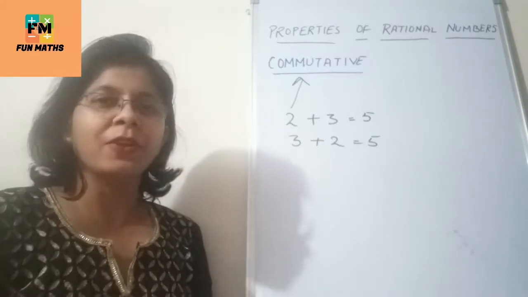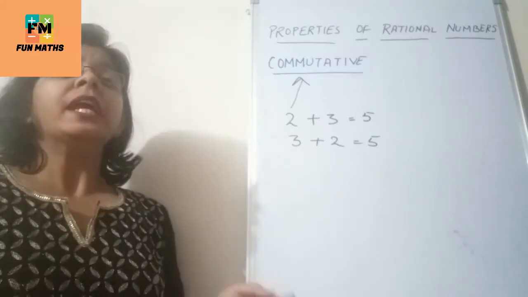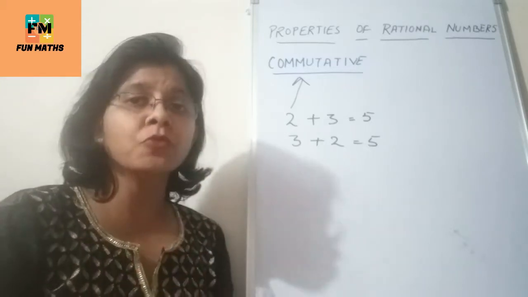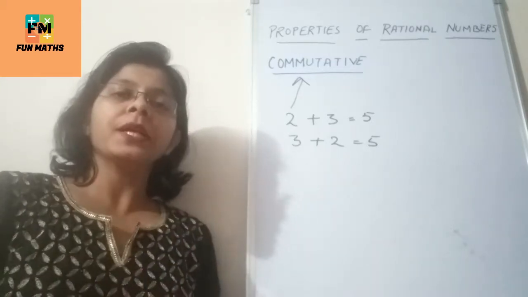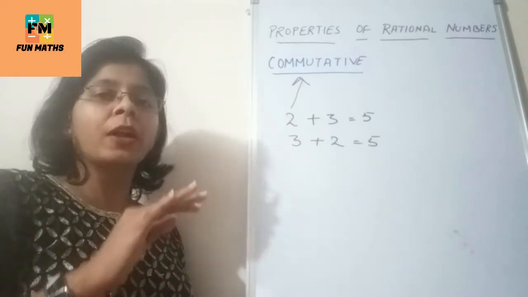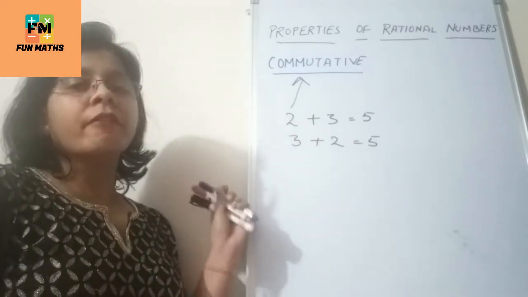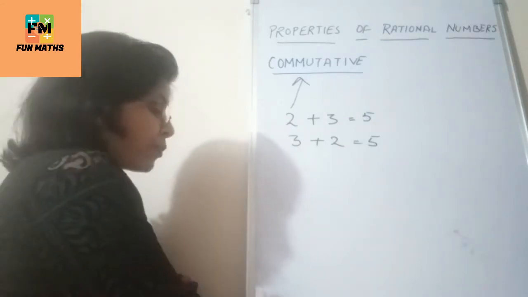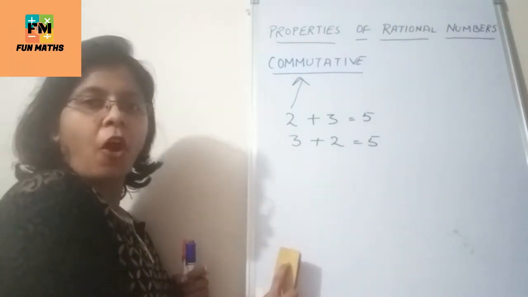Very simple, no? So what is the commutative property? If we interchange or swap two rational numbers, the result should be the same. If the result is the same for a particular operation, we say rational numbers are commutative under that operation. Now let's check one by one for all the operations.